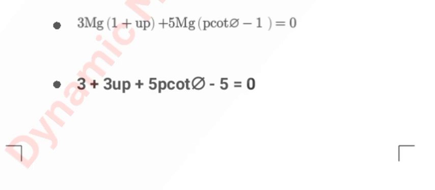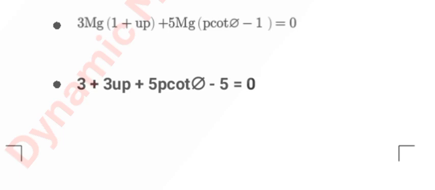We just expanded the bracket. But before expanding, we realized that mg is common everywhere, so we decided to divide all through by mg. When we divide all through by mg, you had 3. We divide 5mg into P cot theta minus 1 by mg, you have 5 into P cot theta minus 1. Now when you divide 0 by mg, you're left with 0. So at the end of the day, when you open this bracket, you have 3 plus 3UP plus 5P cot theta minus 5 equals 0.